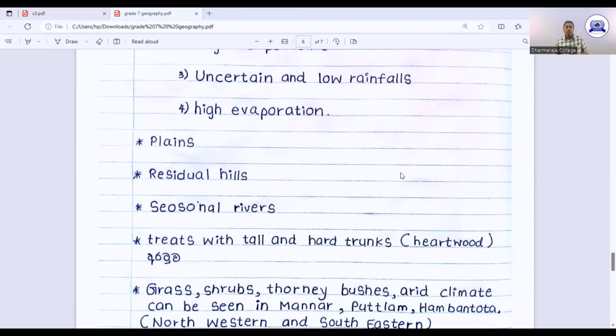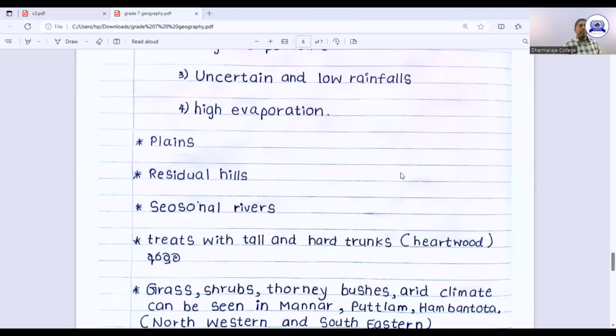Seasonal rivers. Some rivers don't have water during the dry season. They are called seasonal rivers. Why? They have water only during the rainy seasons. In other seasons, no water. The rivers have become dry. They are called seasonal rivers.